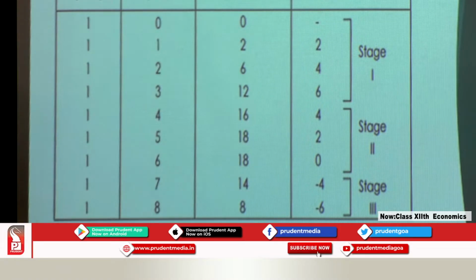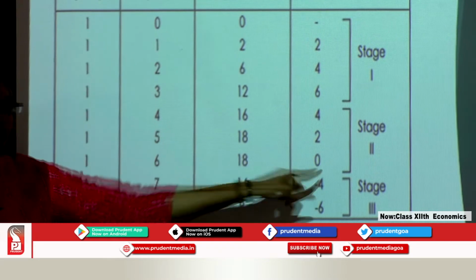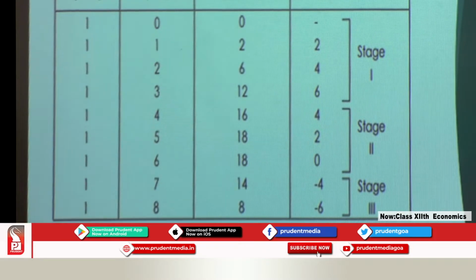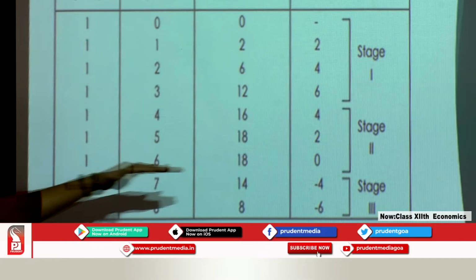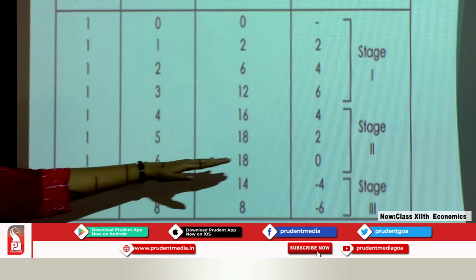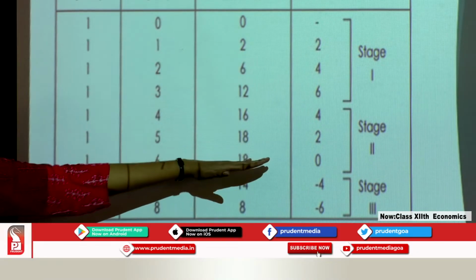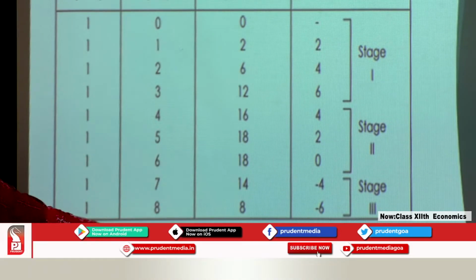Okay? It will increase, but at a slower rate, because of which MP will start to decline. After that, if we keep on increasing, TP will reach its maximum point. You cannot increase it beyond that. And there is a limit to the number of workers that can work on a fixed piece of land. So, TP will become maximum, and if you still add more workers, TP will come down and MP will become negative.